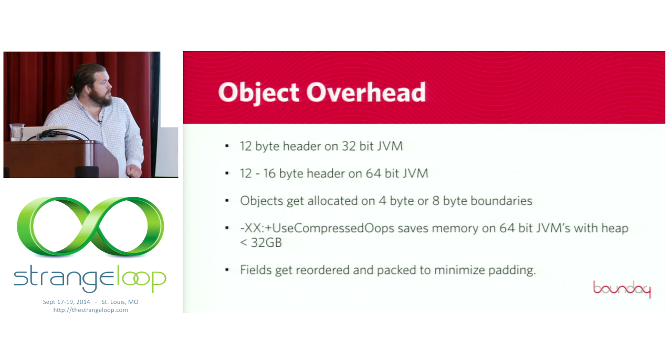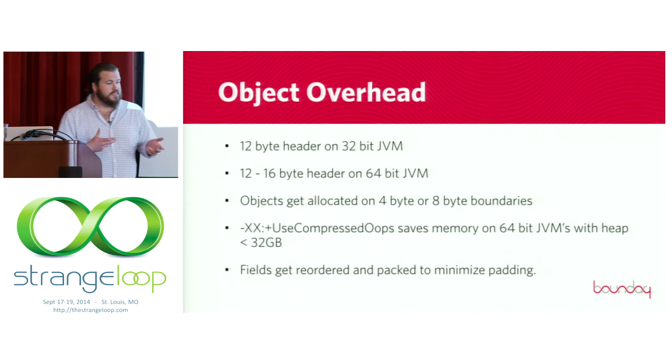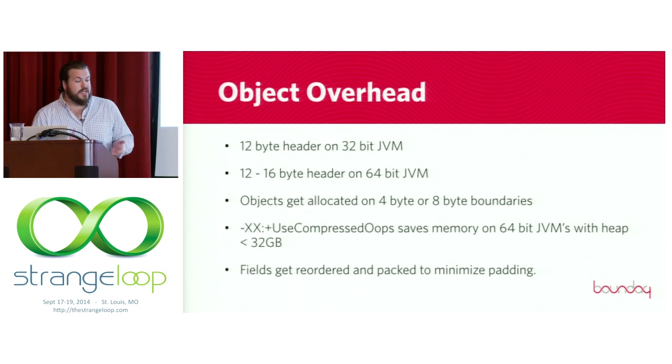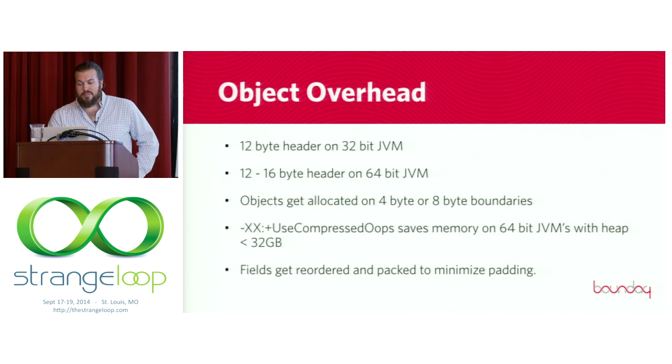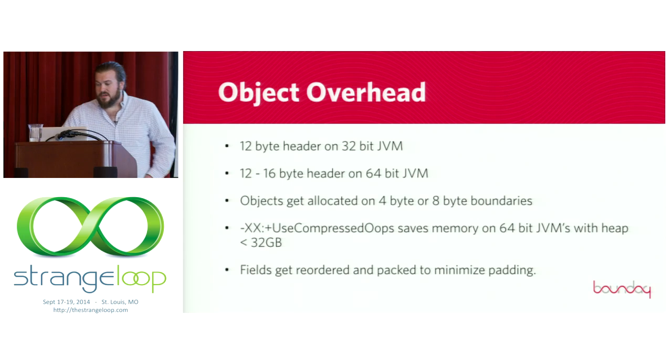But anyway, the fields get reordered and packed. Part of the memory model spec for the JVM says that you're not supposed to know where stuff ends up in memory. So you can't just mmap a thing and trust that it's going to end up in the right place. The JVM does not let you do that, which is why most serialization on the JVM sucks.